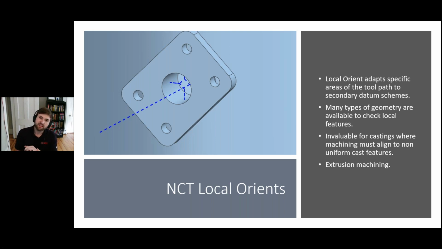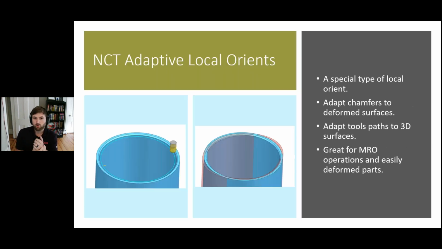We can probe the inside of this circle and set that hole pattern relative to that bore using a probe path. So it allows for really dialing in on certain areas. We also have our more complex adaptive local orients, as we call them. And these are more geometric based. So what I mean by that is we're actually going to match a shape to the part. So we're going to see what the part actually looks like shape-wise and match it.